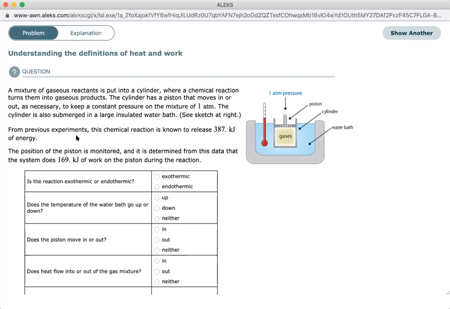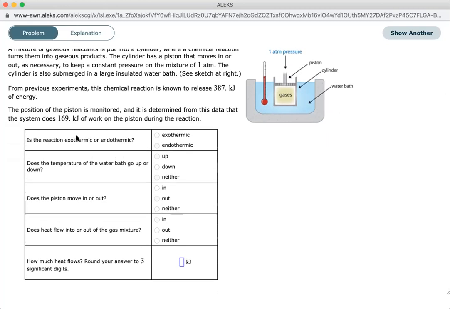That's an easy one. Now the system is doing work on the piston, so that means the system is losing energy, right? It's pushing something away. Like if you push something away, you have to use energy to do that. So we would make that negative 169 kilojoules of work, and the piston is moving out. That's expansion, okay? Now, we've got the third one done, but the first, second, fourth, and fifth questions, 1, 2, 4, and 5, there's 5 questions with this.